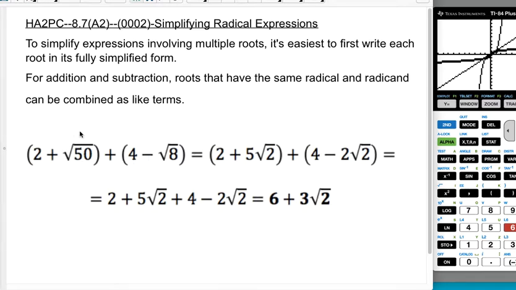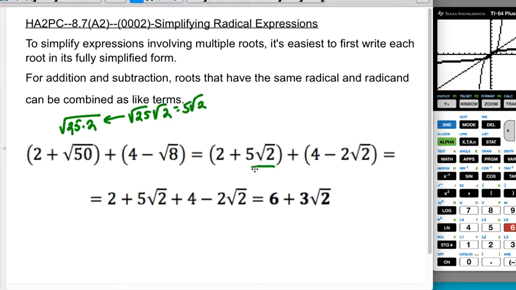What I can do is recognize that the square root of 50 is the square root of 25 times 2, so it can be rewritten as the square root of 25 times the square root of 2, which is 5 root 2, which is what I've done right here. And I can rewrite the square root of 8 as the square root of 4 times 2. Notice that the 25 and the 4 are perfect squares, and the other factor, the 2 in this case, is not. I get root 4 times root 2, which is 2 root 2, and you can see I rewrote that here.